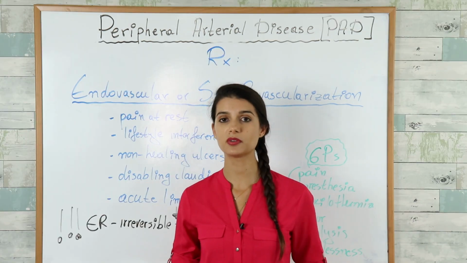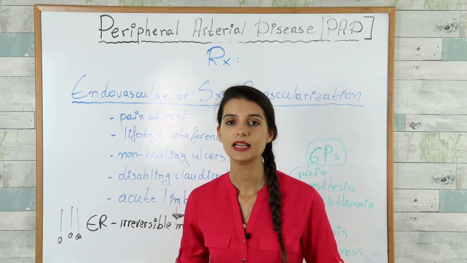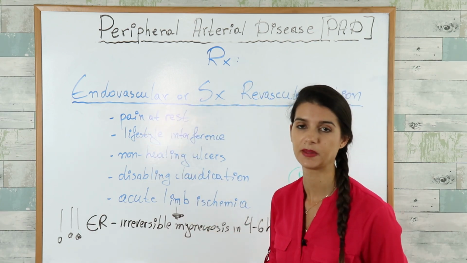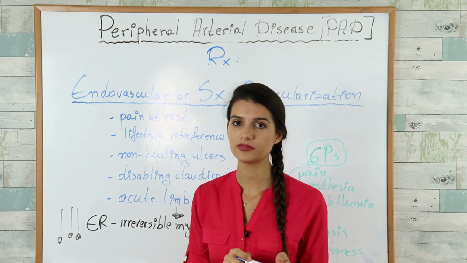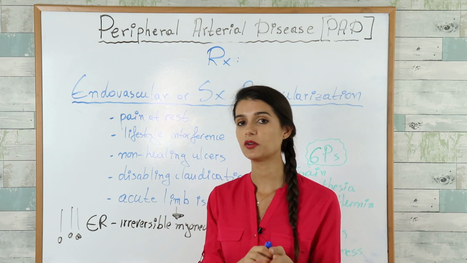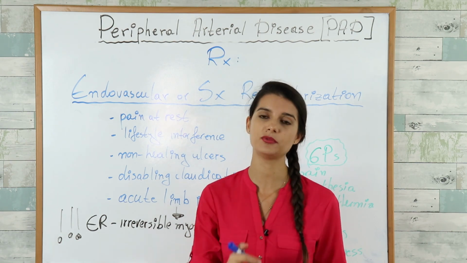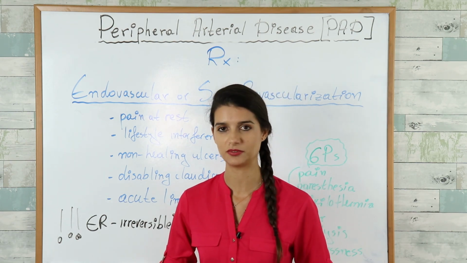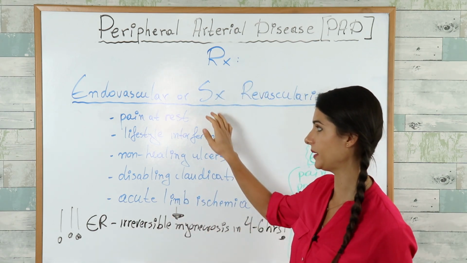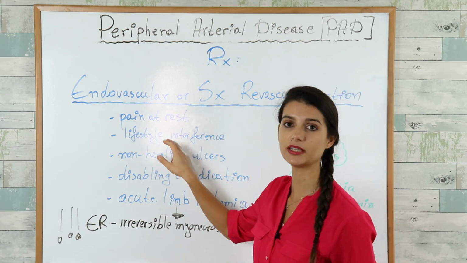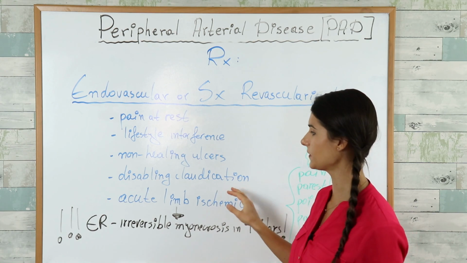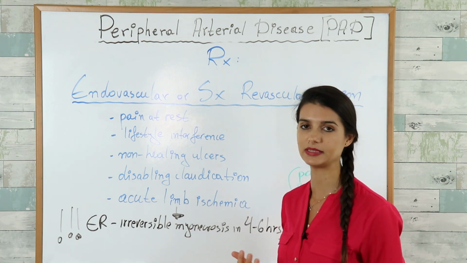If your patient fails to improve on the therapy that we just discussed, they might end up needing surgical or endovascular revascularization. So the surgeon can go into the stenosed vessel and open it up with a balloon or put a stent there, or they can even create a bypass graft which will bypass the stenotic part of the artery. Also, patients who need surgical intervention are the ones who have pain at rest, who have lifestyle interference, who have non-healing ulcers, who have disabling claudication, and who present with acute limb ischemia.